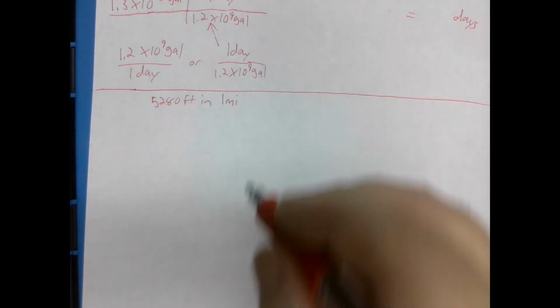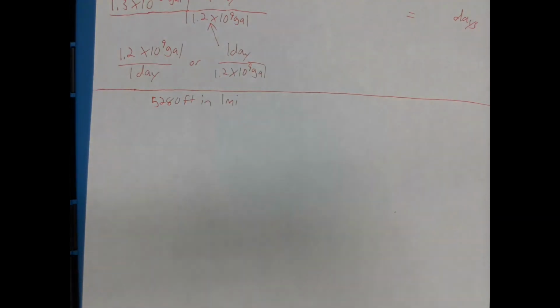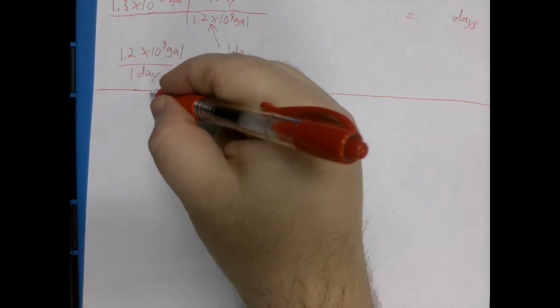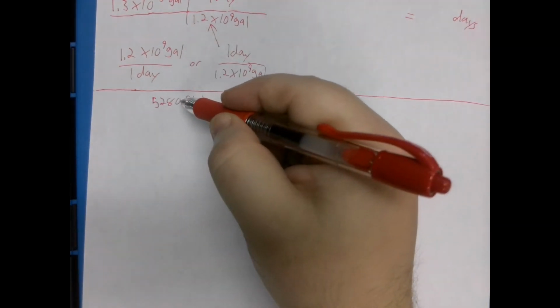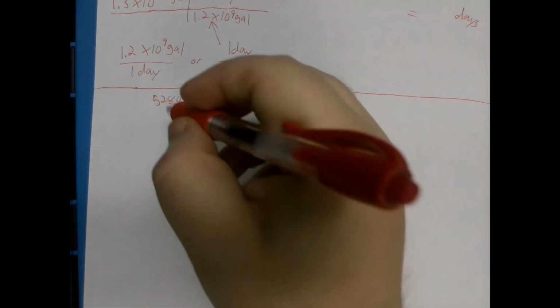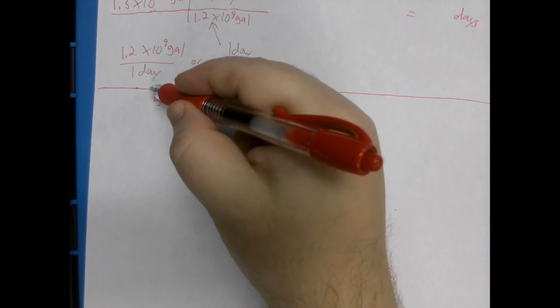So I know my imperial unit conversions by heart because I grew up in America. Everyone that grows up here should know that there are 5,280 feet in a mile. There are 3 feet in a yard. There are 12 inches in a foot. You should have used that throughout your life, or at least seen it.